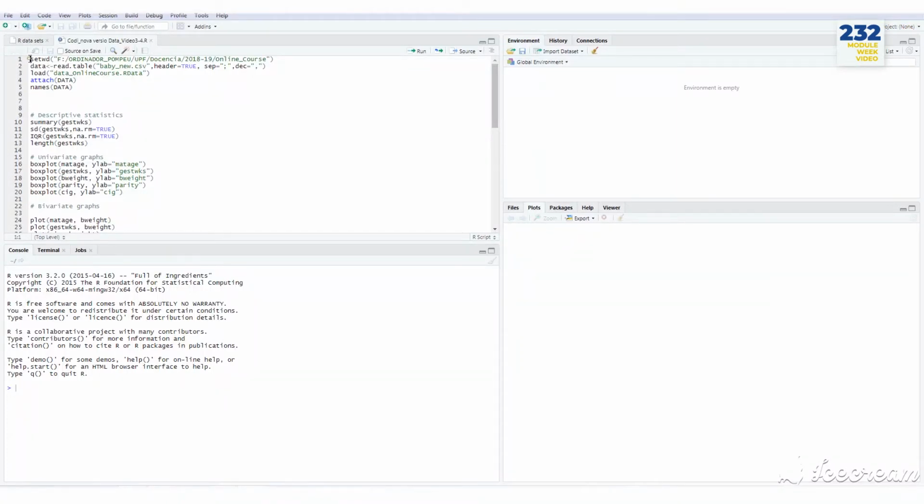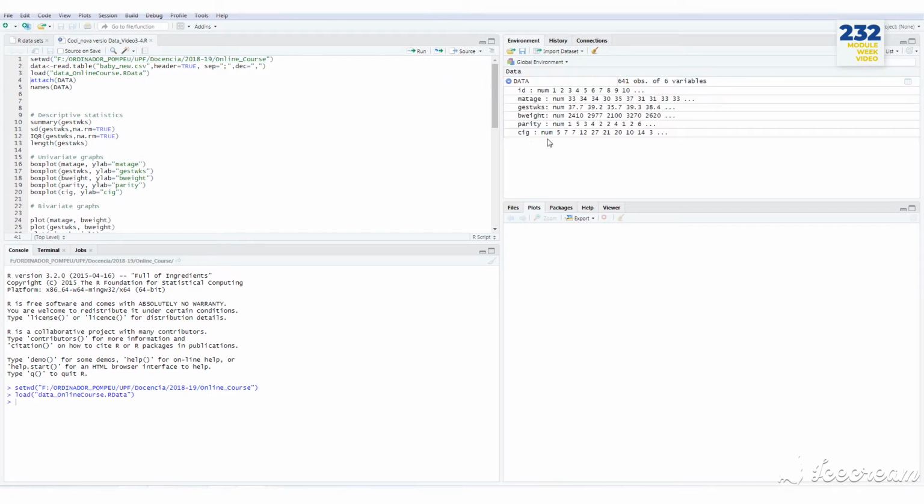As we saw in previous sessions, first, we must specify the working directory where we have the database with which we want to work, and then load the data and activate it. In this case, we have the data in the CSV format, so the instruction is as follows. We can also display the name of the variables in the database by typing names, open parenthesis, data.